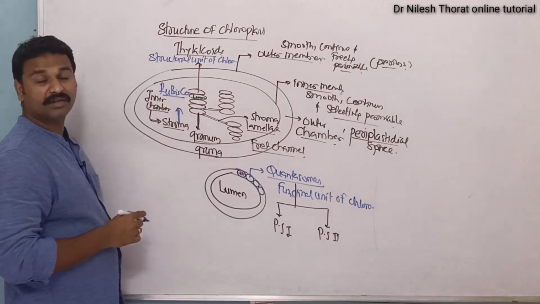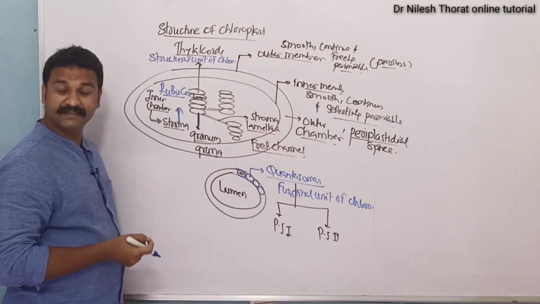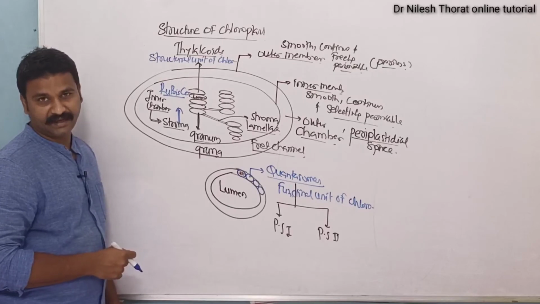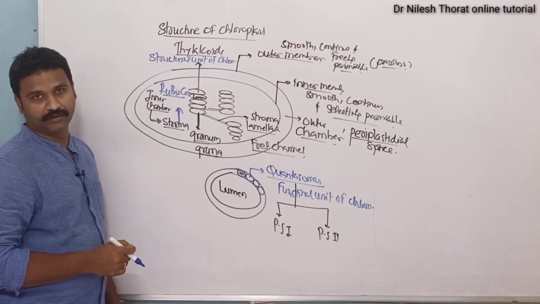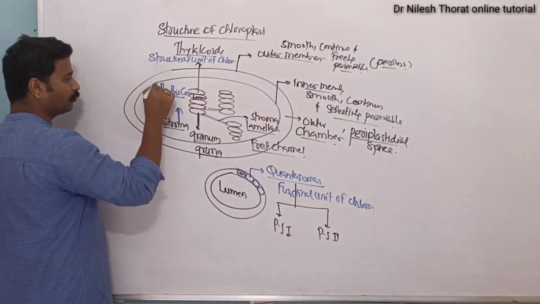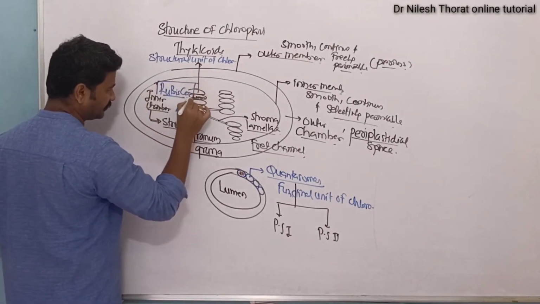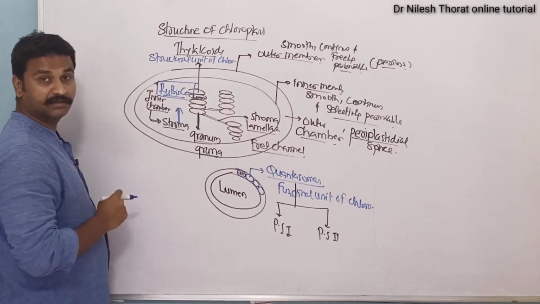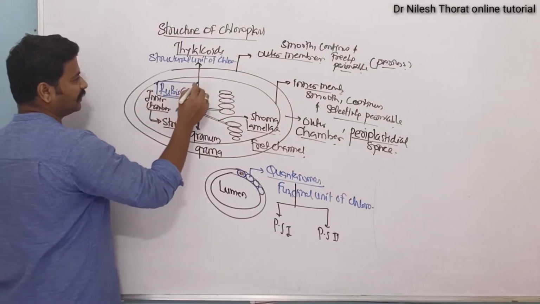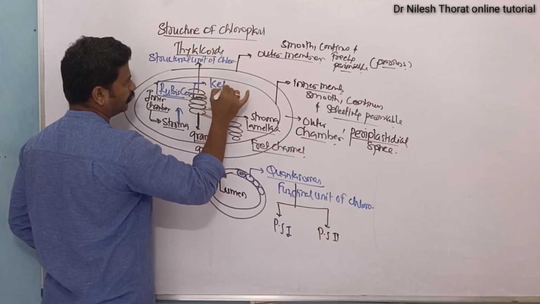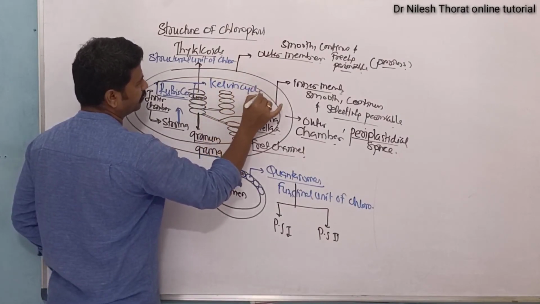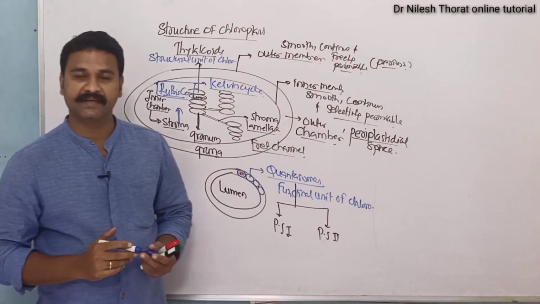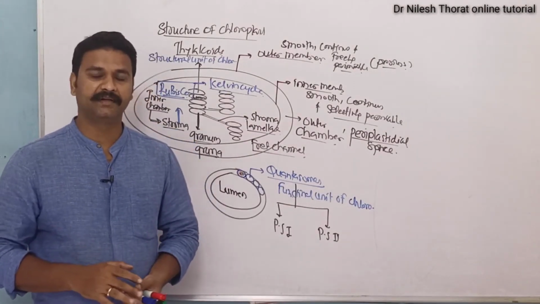Rubisco is the most abundant enzyme present inside the stroma, and it is the most abundant enzyme or protein in this world. So do remember this MCQ: the most abundant protein or enzyme in the world is Rubisco, and that Rubisco is present in the stroma. Rubisco is an enzyme of Calvin cycle. So Rubisco is the main enzyme of Calvin cycle, and it is the most abundant enzyme in the world.